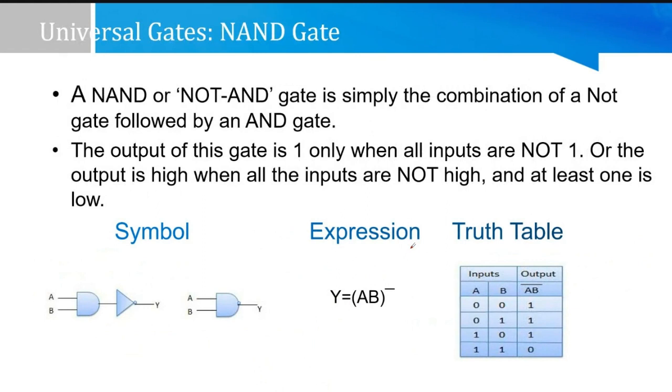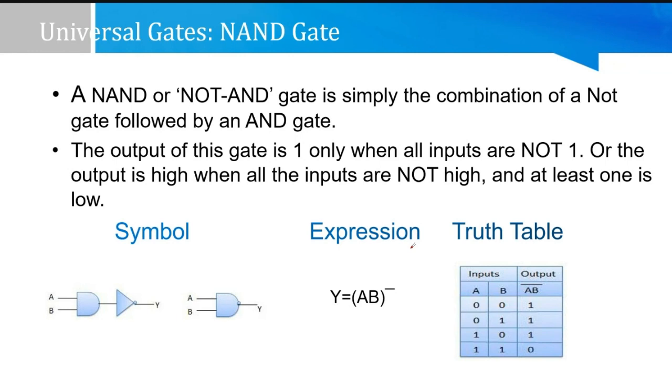Next comes the universal gates. In the universal gates we have the NAND gate and the NOR gate. Why are the NAND gate and the NOR gate called universal gates? Because you can implement any gate with the help of the NAND gate. You can implement the AND gate, NOR gate, XOR gate, XNOR gate, NOT gate. You can implement any type of gate with the help of the NAND and the NOR. So that is why these two gates are called universal gates.